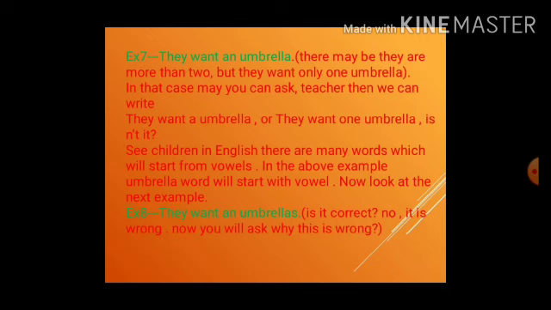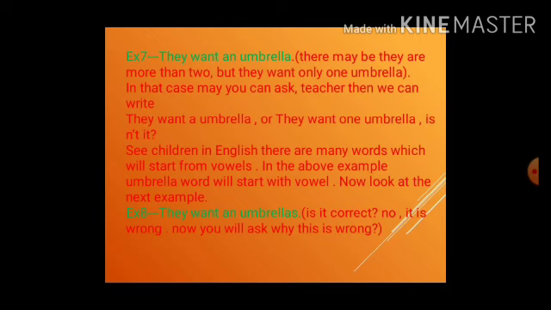Okay, next example, they want an umbrellas. Is it correct? No, it is wrong. Now you will ask why this is wrong. Because, as I said, if there is only one thing, if you want only one apple, then only you can ask give me an apple. But here look at the example, they want an umbrellas.